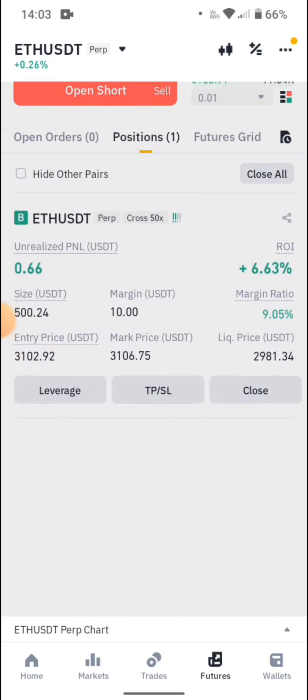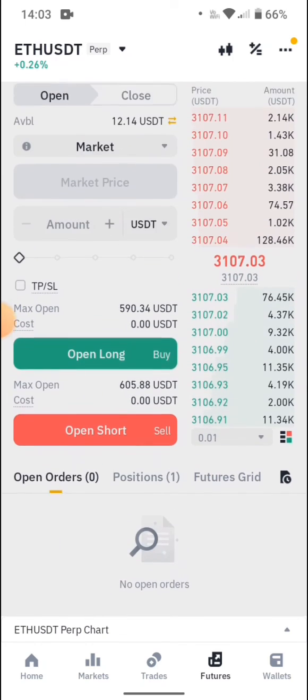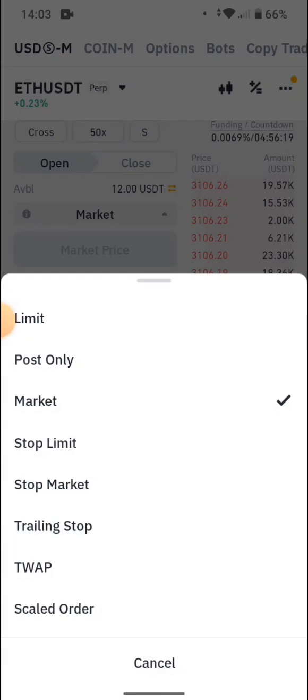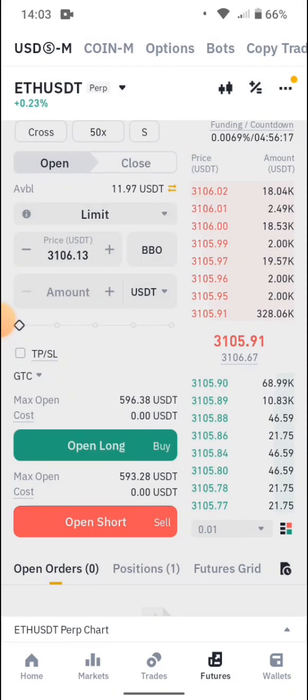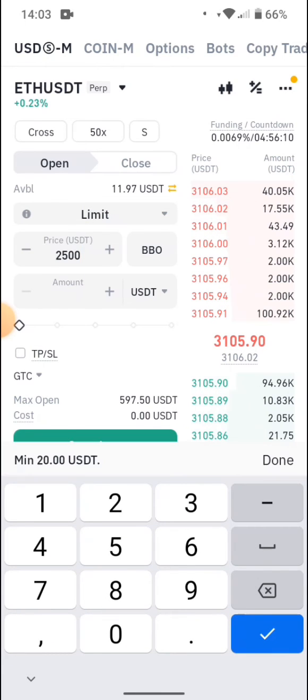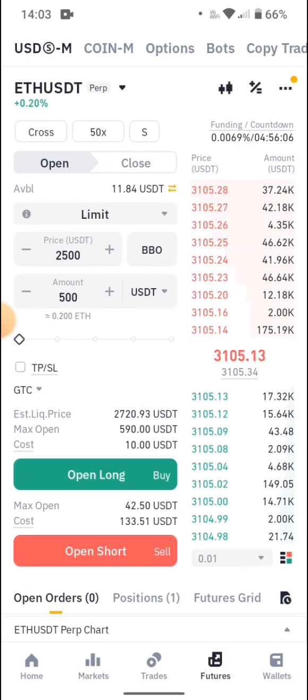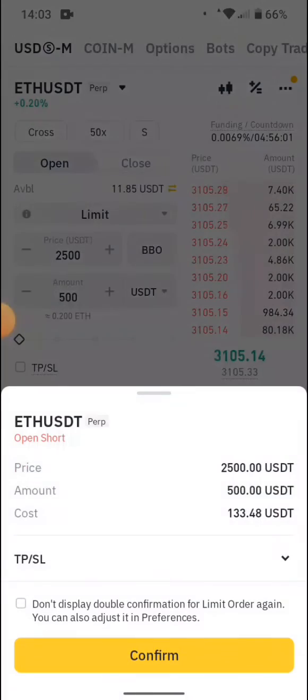So if you place your limit order, let me just give you one example before we end. You come here to limit. So now Ethereum is basically 3,100. Let's say you want to buy Ethereum at 2,500, and you basically want to buy 500 of Ethereum. Okay, 2,500. So you just press buy or sell.